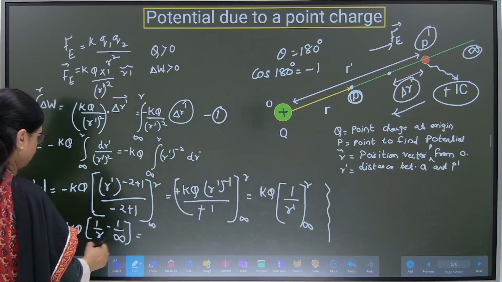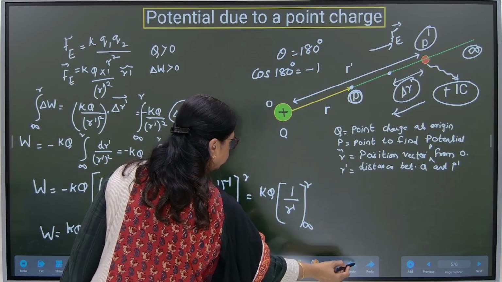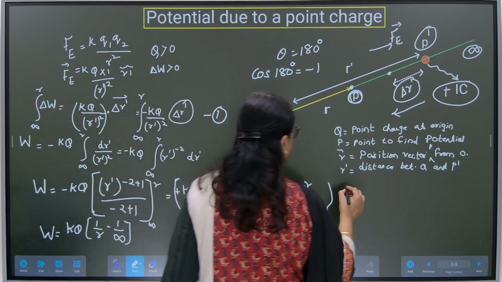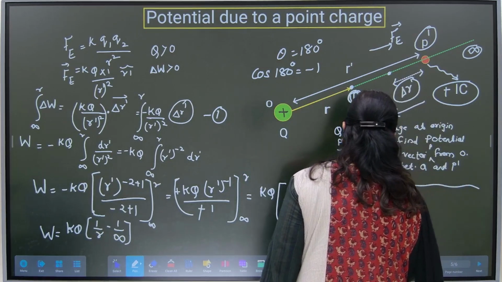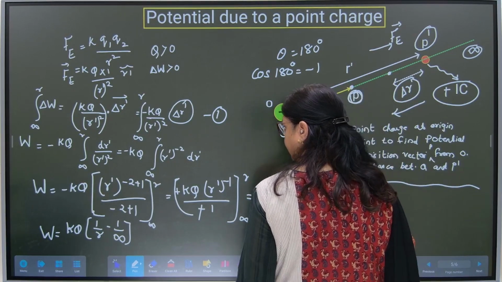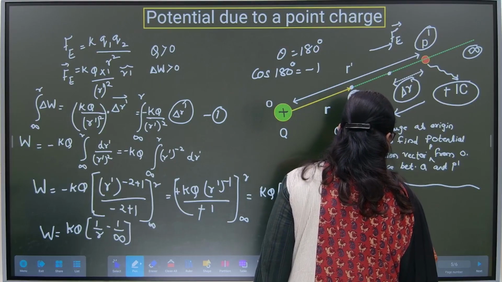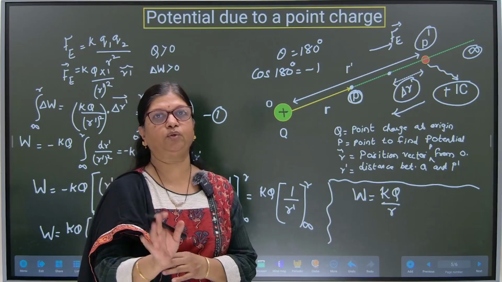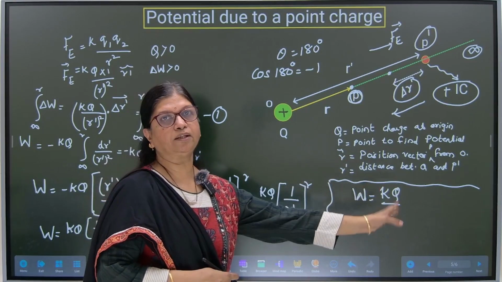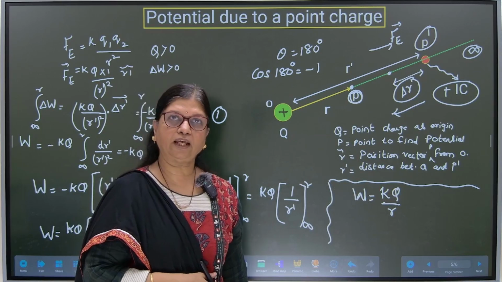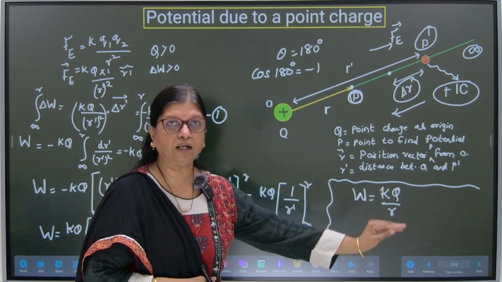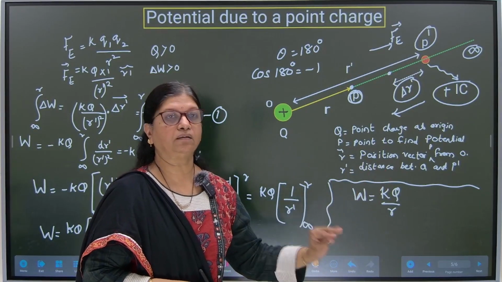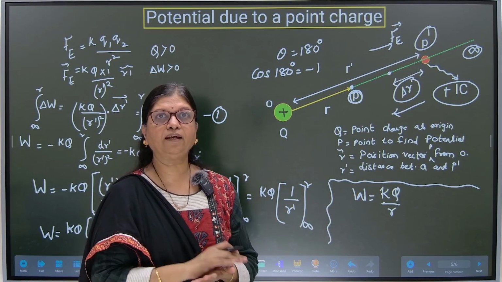I write it here instead of making it clumsy here. W is equal to KQ upon R. Where is 1 upon infinity? 0. And KQ was outside 1 upon R, so I wrote it below the KQ. So my final answer is work done is equal to KQ upon R.